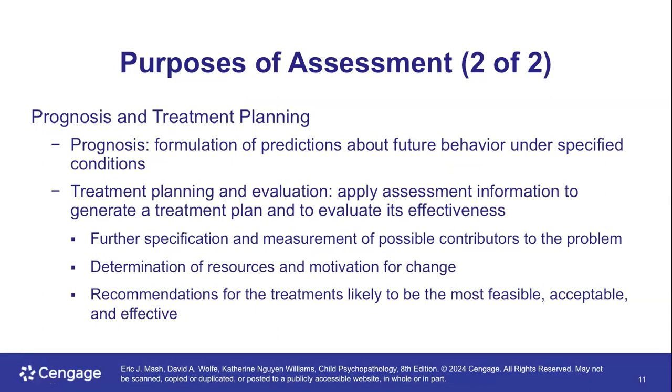So once we have a diagnosis, we're going to evaluate the prognosis. The prognosis is just a fancy way of asking, what is their likelihood of getting better, and how far can we bring them towards optimal functioning? So a prognosis is a prediction about future behavior with treatment, right? Now, then we develop our treatment planning and evaluation.